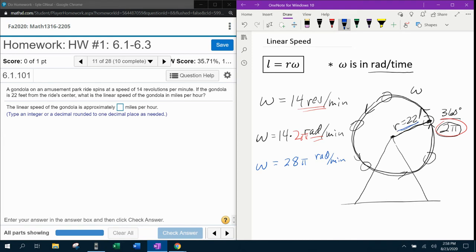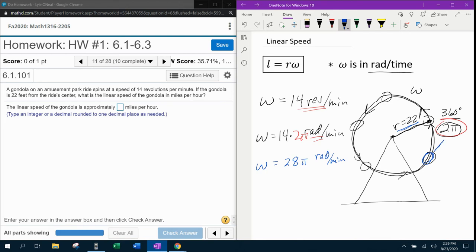We also have our radius, and they ask us to find the linear speed. Okay, so if you think about what this might be in real life, let's say that you're in one of these gondolas and you're headed around the circle, and all of a sudden your gondola comes unattached from the ride. Are you going to continue to go around in a circle?